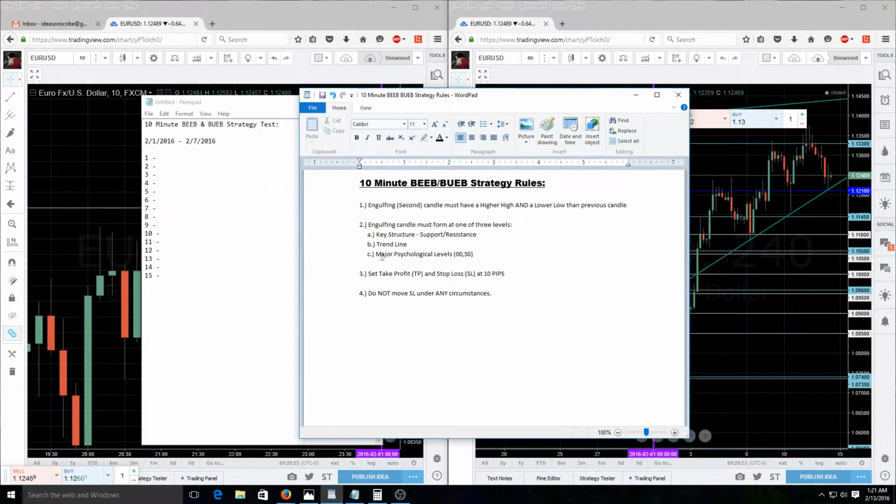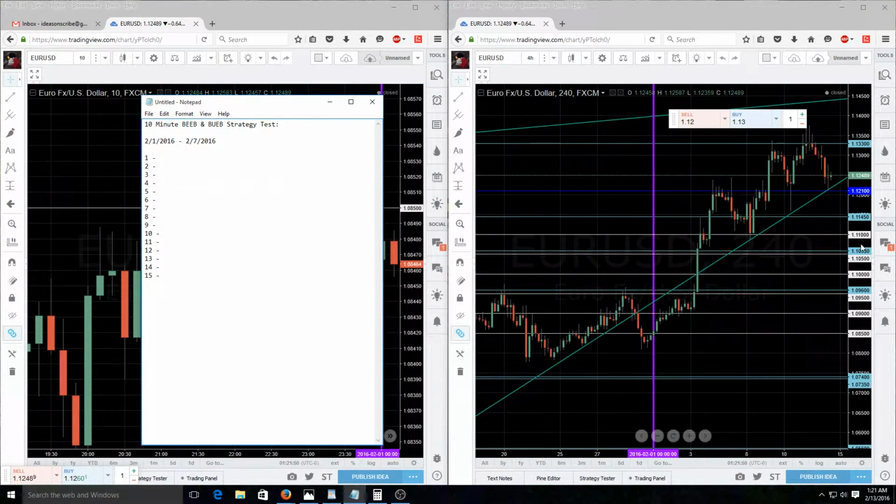Alright, and then we have the third level, which is at major psychological levels, which I have at 00 and 50. I believe those are, as I've been informed, the major psychological levels. So 00, and let me give an example. 00 would be, now we're talking these 2 numbers right here, 0 and 0. This last number on this particular pair, the Euro US dollar, is actually just a pipette.